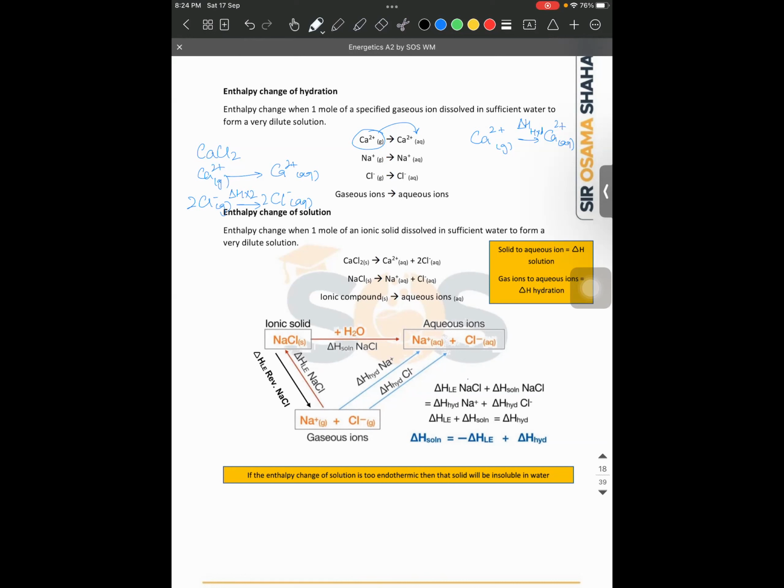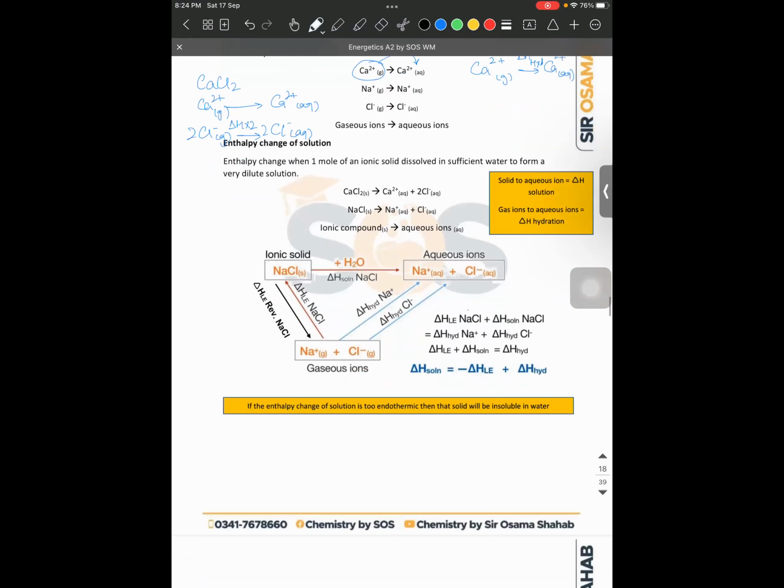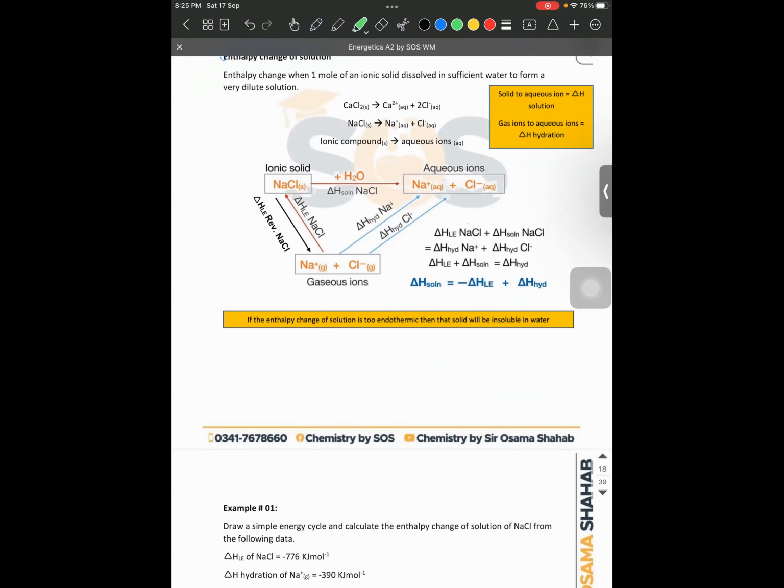Sir, when the ionic compound changes into aqueous ions in solution, it is the enthalpy change of solution. Yes. When an ionic compound dissolves in water, this is the enthalpy change of solution. When gaseous ions convert into aqueous solution, this is hydration. And when gaseous ions convert into an ionic solid, it is the lattice energy, which you learned earlier. You can see that this is solid sodium chloride. We learned that if sodium chloride forms from gaseous ions, this is the enthalpy change of lattice, right?